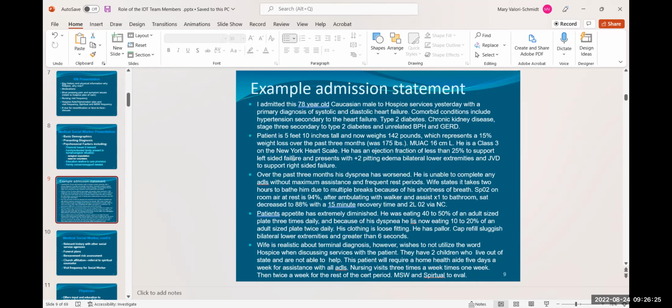Right? If it's a heart patient, here's the New York Heart scale, ejection fraction, what kind of edema, and the JVD all supports his right-sided failure, and the ejection fraction supports his left-sided failure. So I'm very specific in this admission statement. Why hospice? Why now? Well, over the past 3 months, his dyspnea worsened. He can't complete any ADLs without assistance, frequent rest. If the patient's wife or family member or caregiver tells you something pertinent, you can say, wife states it takes 2 hours to bathe him because of his shortness of breath, right? And then at the end, wife is realistic about the terminal diagnosis, however, wishes not to utilize the word hospice.